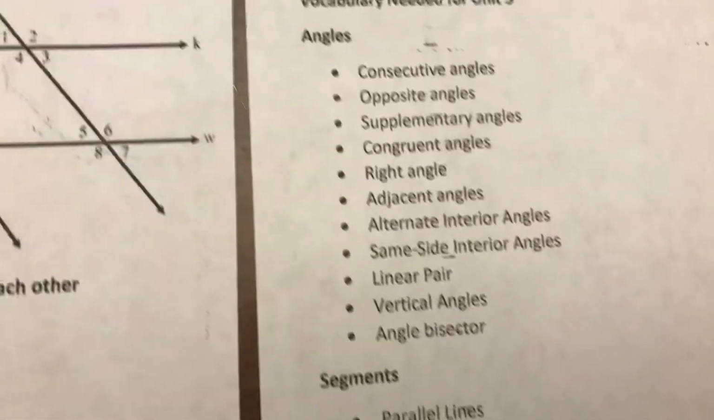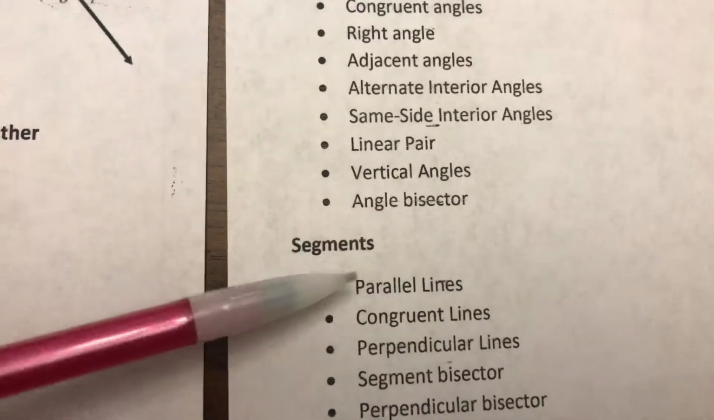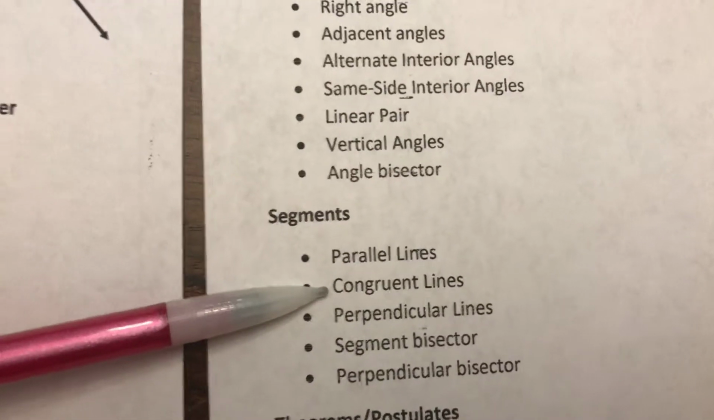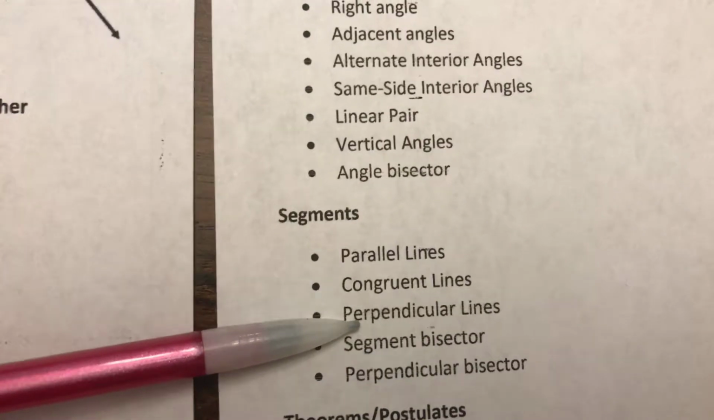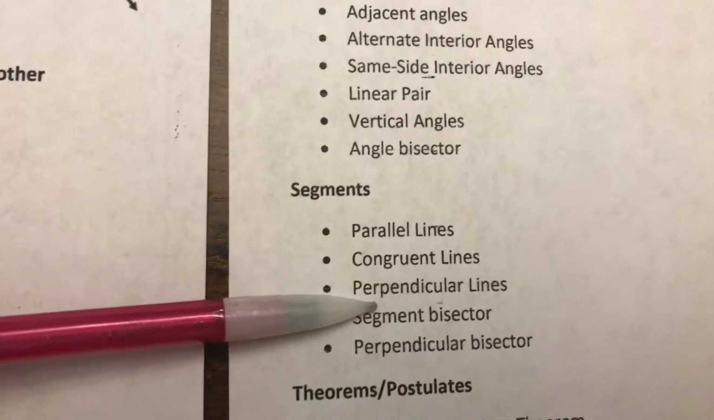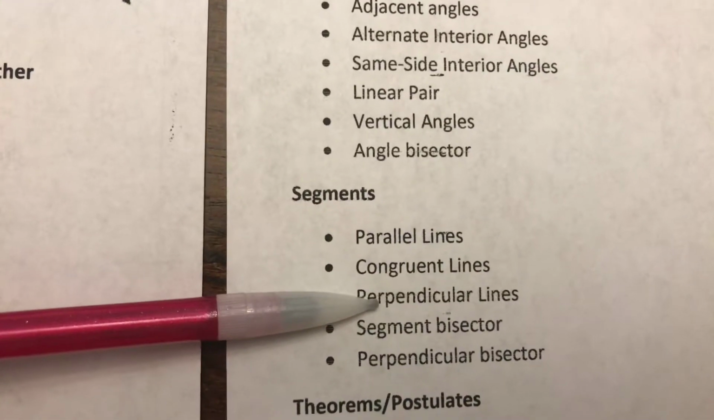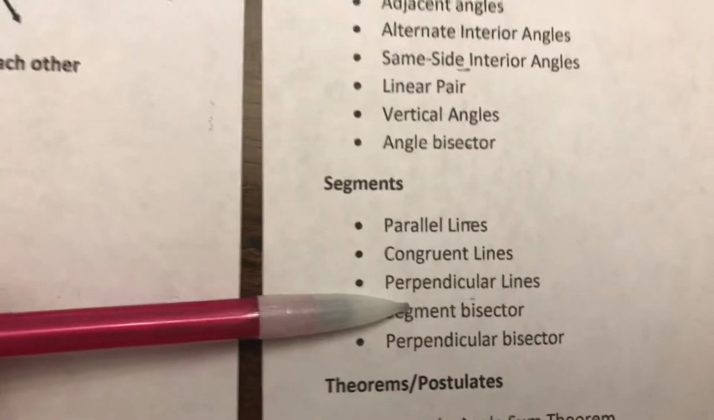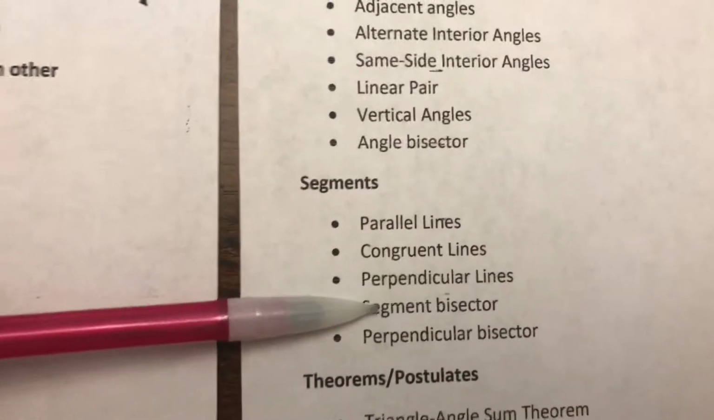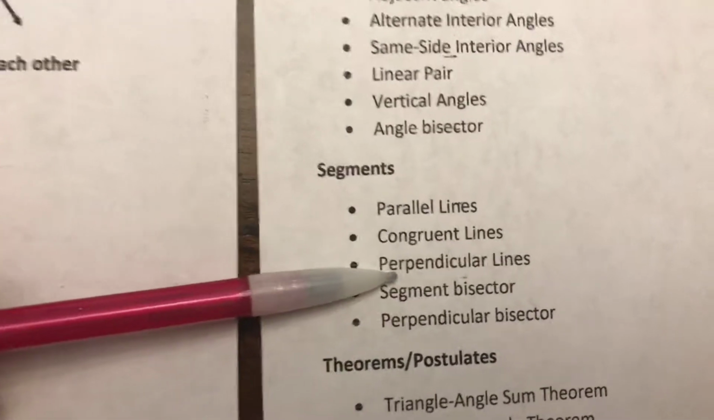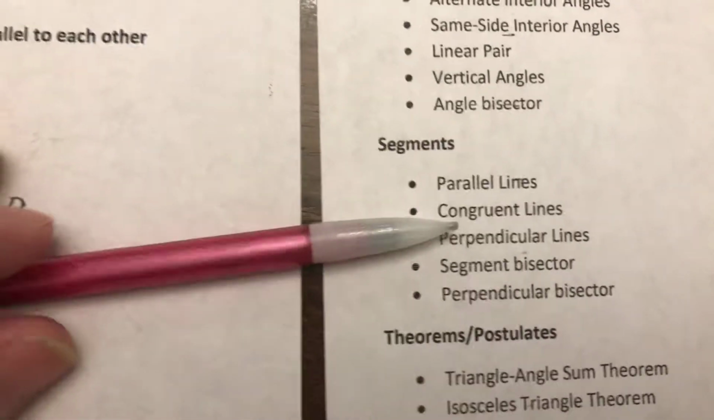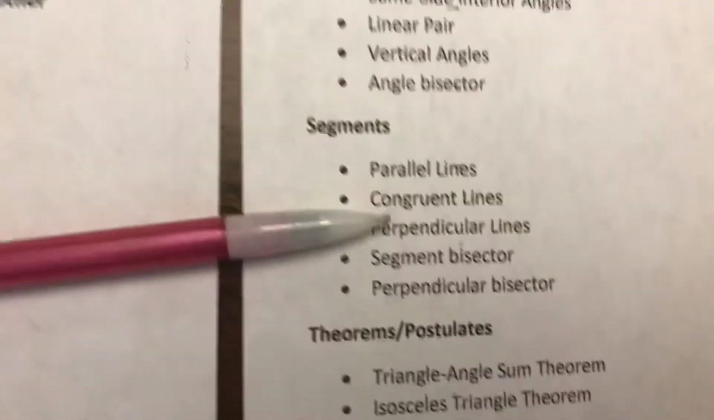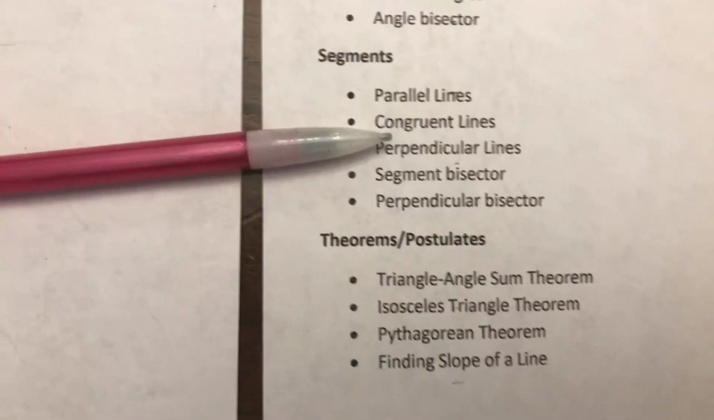Parallel lines are two lines that never intersect. Congruent lines are two lines that are congruent to each other. Perpendicular lines are two lines that intersect and form right angles. A segment bisector is a line that intersects a segment at its midpoint, dividing it into two congruent segments. And a perpendicular bisector is a line that bisects a segment, creating a right angle.